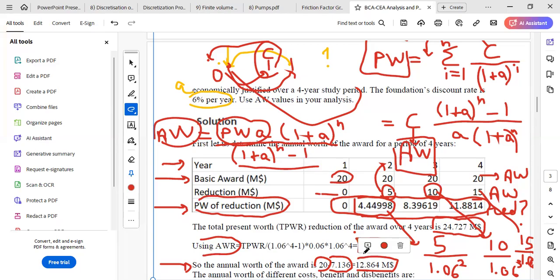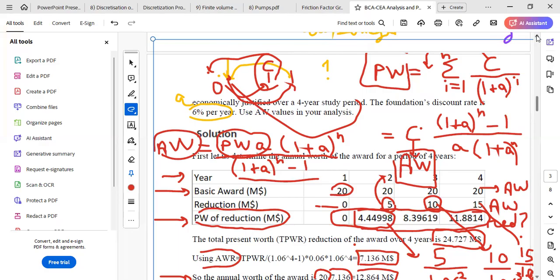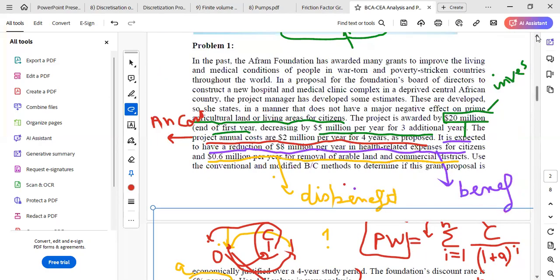And this was the most challenging part. Why? Because all of other costs are given in annual worth value. Because when I tell you, for example, that the project annual costs are 2 million per year for 4 years, this is the annual worth of the cost. It's done. When I say it's expected to have a reduction of $8 million per year in health-related expenses, this represents the benefit annual worth, while the disbenefit annual worth is 0.6. So for other values, since they are already given per year, they are given as annual worth value, so I don't have to do anything because it's already given as annual worth.